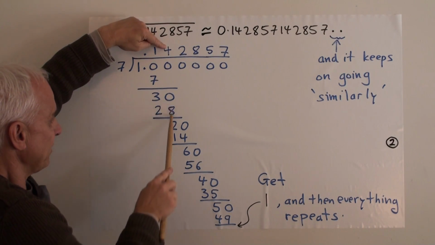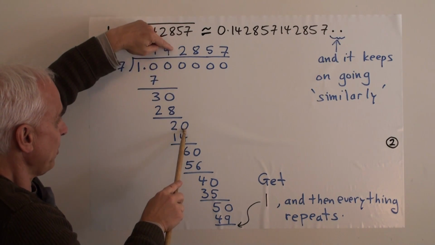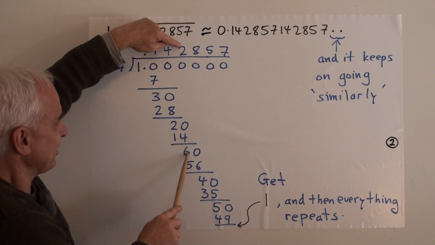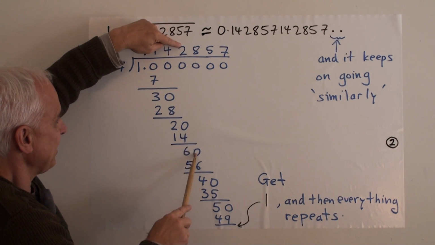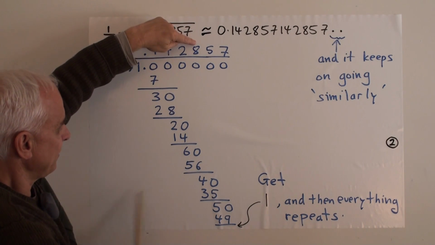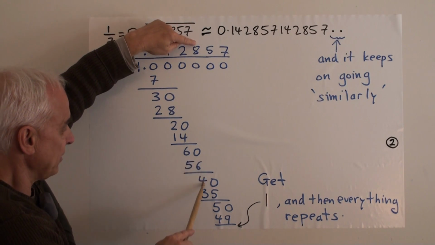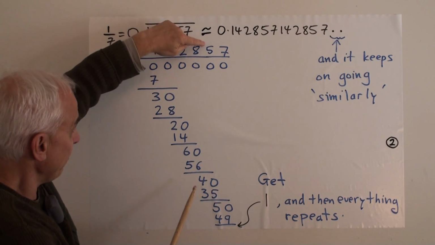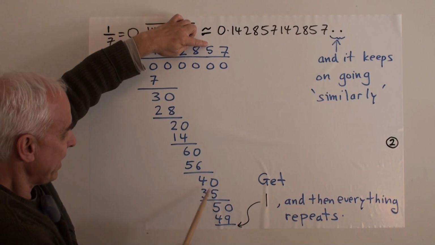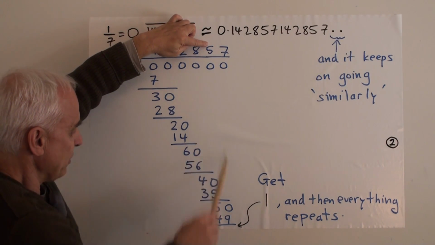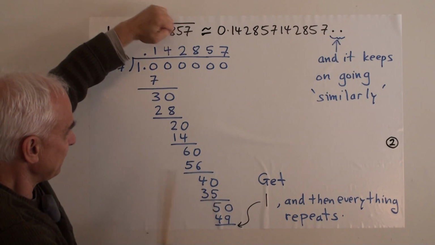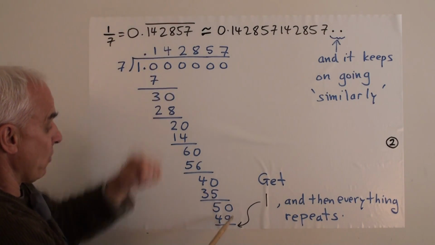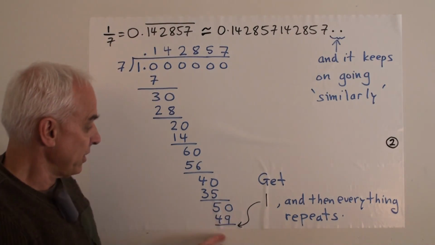With 28, then subtract, you get a 2, you drop down another 0, and then 2 times 7 fits into 20, so that's 14 with a remainder of 6. Drop down a 0, get 60. How many 7s in 60? 8. 8 of them is 56. Subtract, you get 4. Drop down a 0, you have 40. How many 7s in 40? 5 of them. 5 sevens is 35, and then you get a remainder of 5. Drop down a 0 again. How many 7s in 50? 7 of them, giving 49, and then when you do one more subtraction, you get a 1, which is just off the page here. All right, so you get a 1.